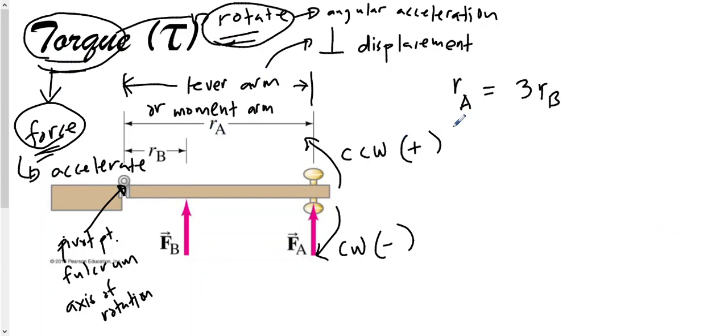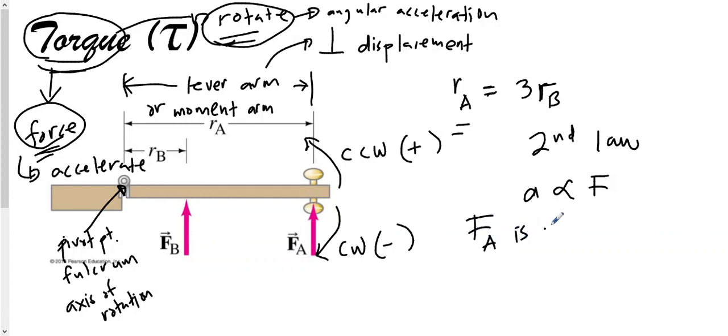So let's get back to this. We know that the length, the moment arm, the lever arm, the displacement of RA is, let's say, 3 times that of RB. Therefore, given the second law, acceleration is directly proportional to the applied force. And we clearly see that FA is 3 times larger than FB.